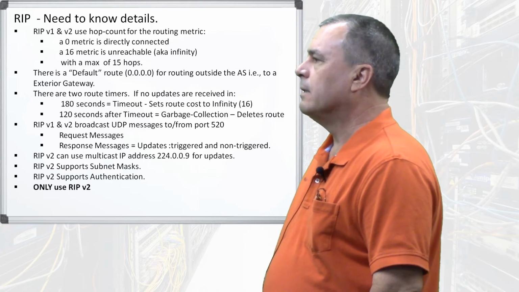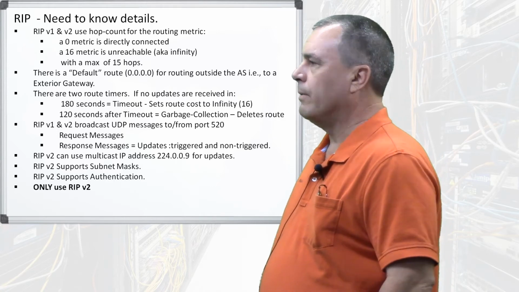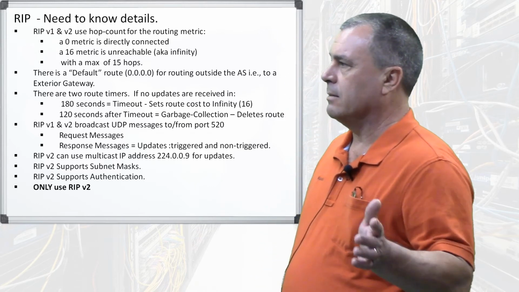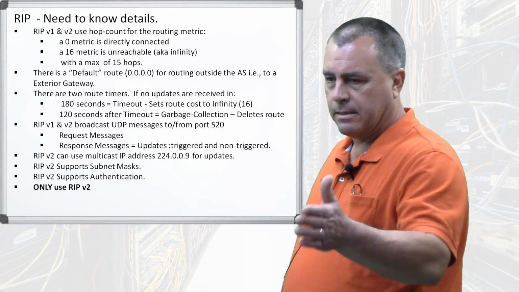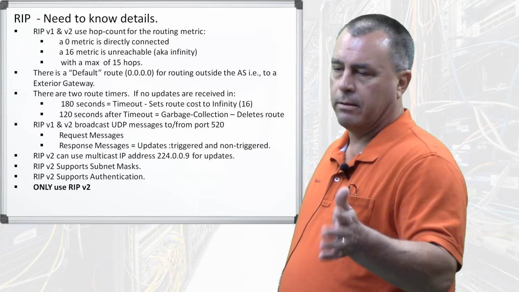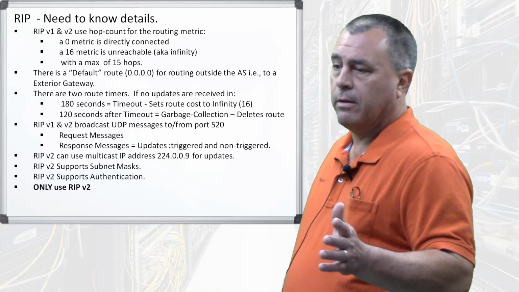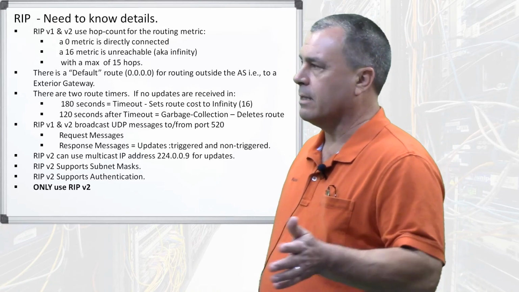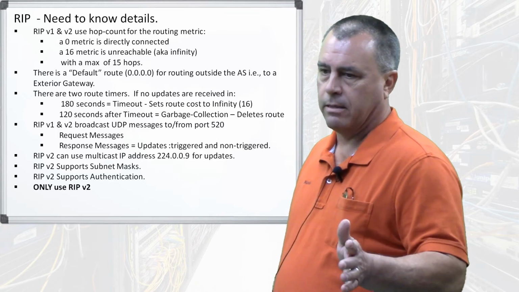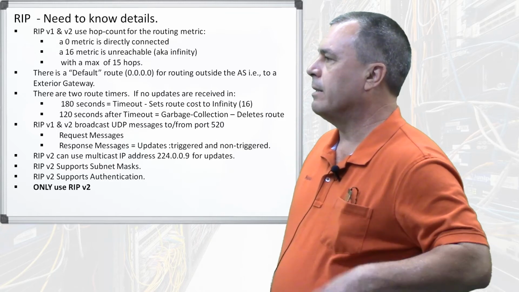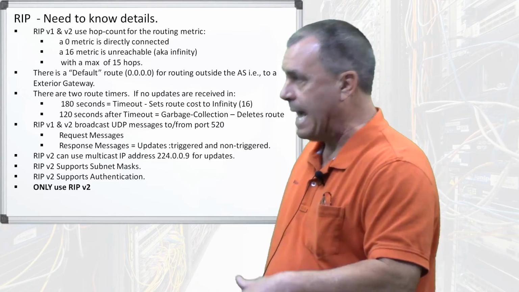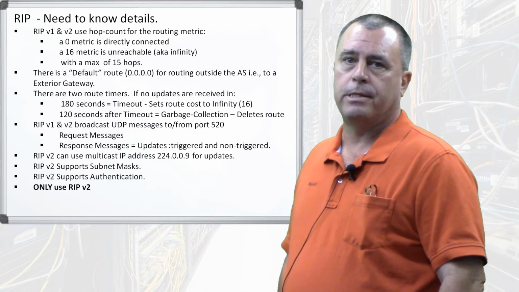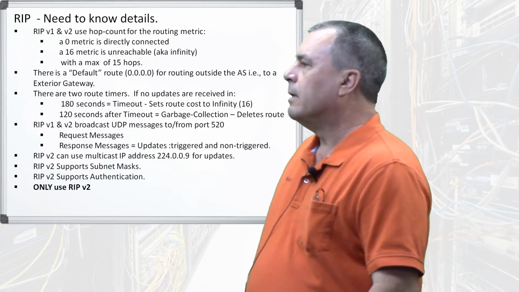There are 2 timers that you probably should know about RIP. One is a 180-second timer that sets a route. So if it doesn't see an update from a router that has a route for over 180 seconds, it'll set the cost to 16, saying that route is unavailable. And then 120 seconds after that, after the timeout, it will take the route into what's called garbage collection, and it'll just delete it.